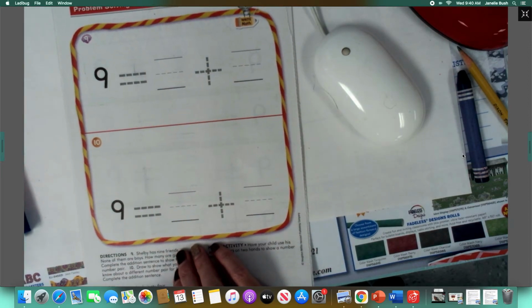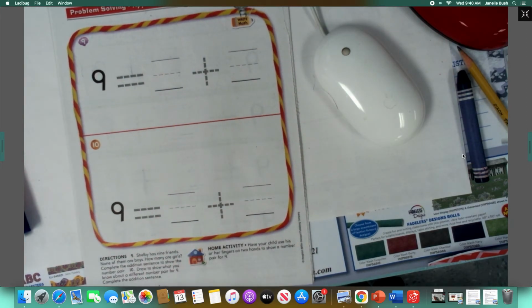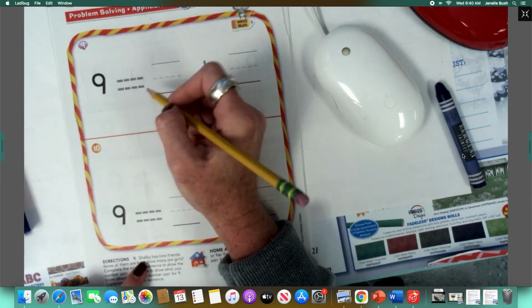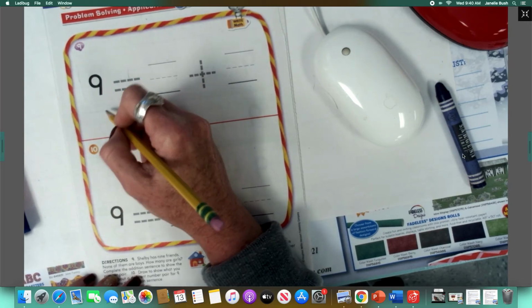All right, for number 9 up at top, it says Shelby has 9 friends. None of them are boys. How many are girls? Complete the addition sentence to show the number pair. So, let's draw a picture. We're going to say Shelby has 9 friends. So, I'm going to draw 9 little friends.